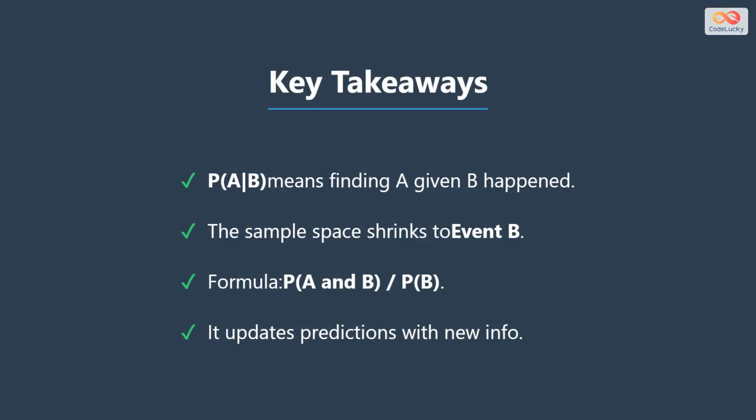To wrap up, remember that conditional probability is about finding A given B. The key concept is that the sample space shrinks to B. We use the formula P of A and B divided by P of B to calculate it. This allows us to make better predictions with new data.